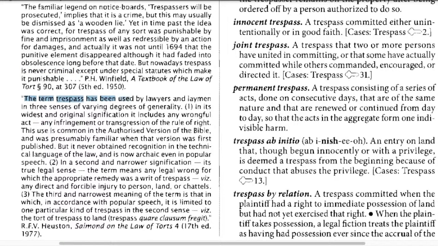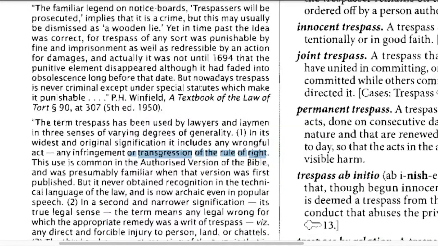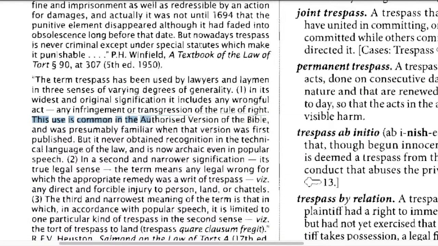The term trespass has been used by lawyers and laymen in three senses of varying degrees of generality. 1. In its widest and original signification, it includes any wrongful act, any infringement or transgression of the rule of right. Wow. Let's zoom in here a little bit more. The use is common in the authorized version of the Bible and was presumably familiar when that version was first published. But it never obtained recognition in the technical language of the law. It is now archaic, even in popular speech.